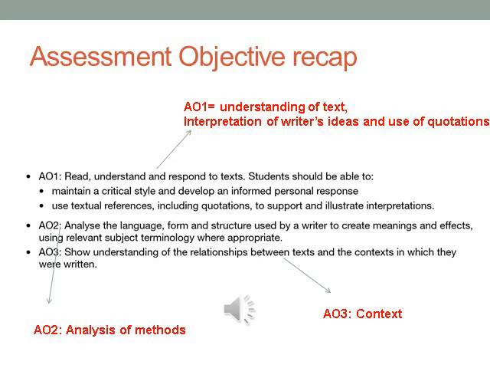Now, what's really important when you start thinking about your literature essays is that you know what these assessment objectives are. So just a quick recap. AO1 is your understanding of the text, your interpretation of the writer's ideas and your use of quotations. AO2 is your analysis of methods, and don't forget methods include language, structure, characters, setting, form and plot and so on. And your AO3 is your context. So your response needs to make sure that you cover each of those assessment objectives, with AO1 really as that driving force.